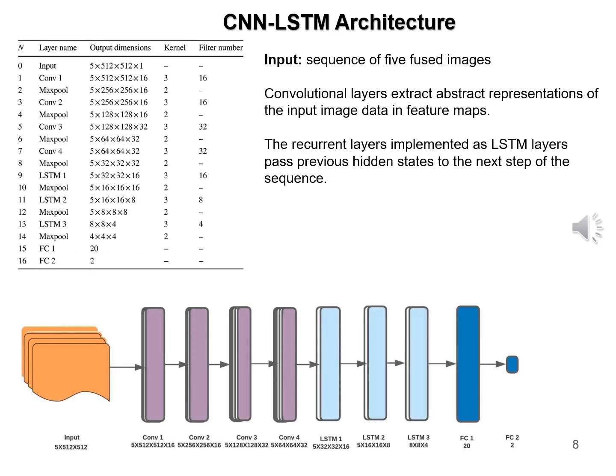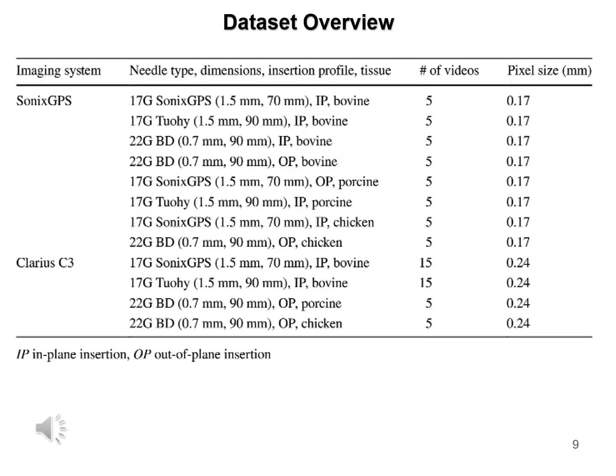This is our network architecture. Notice that we input 5 fused images at a time. The network layers are pretty much a standard model with a series of convolutional layers followed by recurrent layers. We evaluate the proposed method on challenging datasets collected with the introduction of motion artifacts via probe pressure and rotation to mimic the clinical scenario.